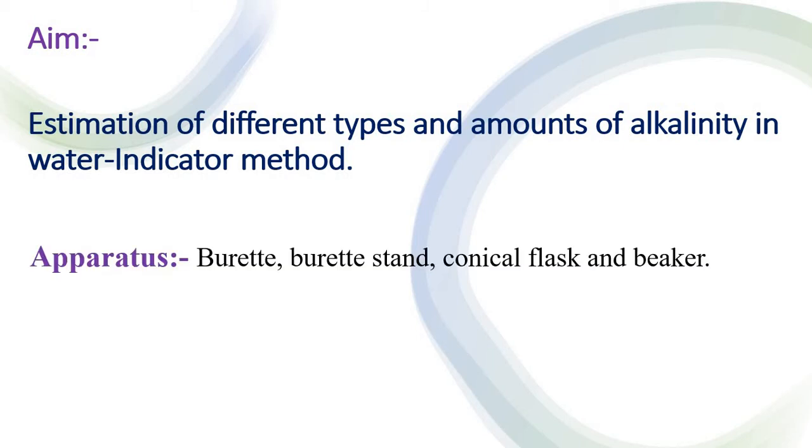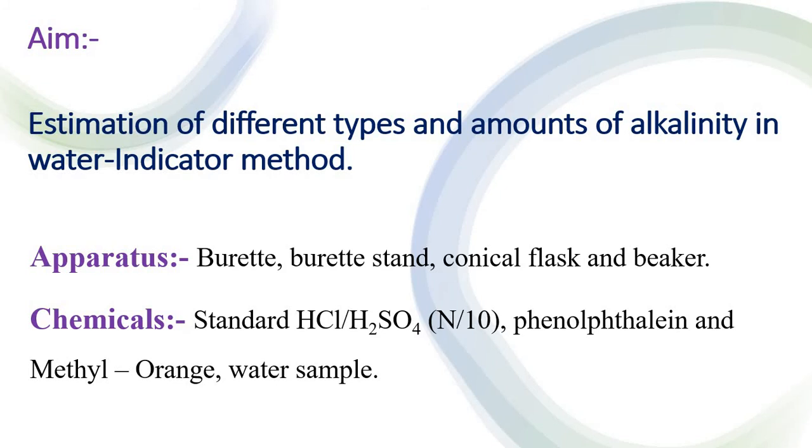For this, we require burette, pipette, burette stand, conical flask and beaker. We require chemicals, that is standard HCl or H2SO4 solution, that is one of the acids, then phenolphthalein indicator and methyl orange indicator. So for determination of alkalinity, we need a water sample.